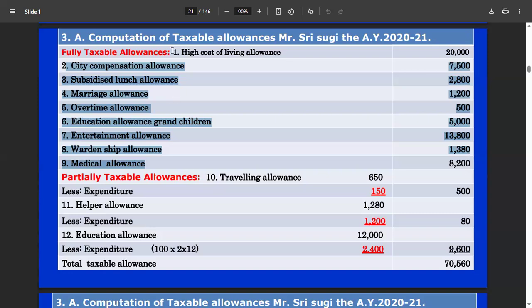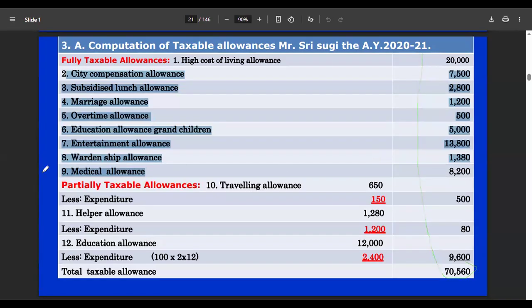So when I make a total of all these allowances, then all these allowances will become part of my salary. Hope I'm clear. Just read the answer. If any doubt, please ask me.